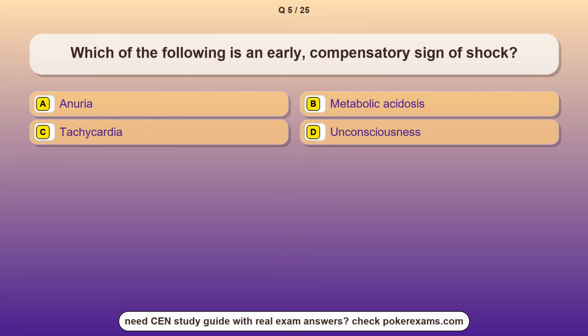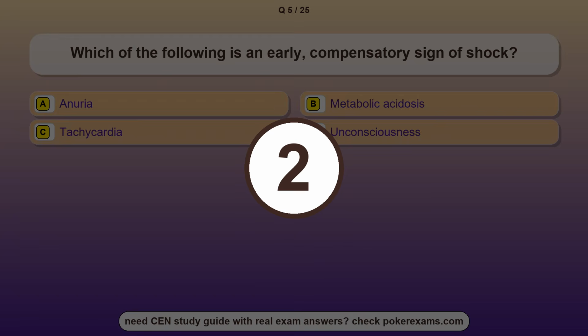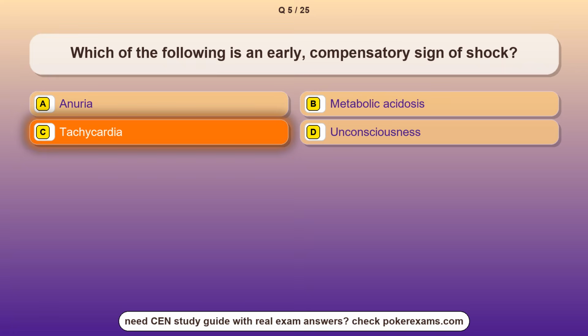Question 5. Which of the following is an early, compensatory sign of shock? Option A, anuria. Option B, metabolic acidosis. Option C, tachycardia. Option D, unconsciousness. The correct answer is option C, tachycardia.